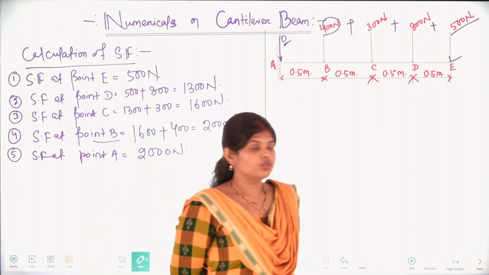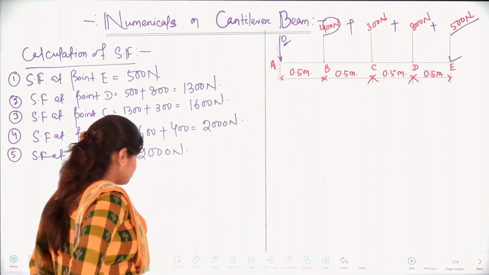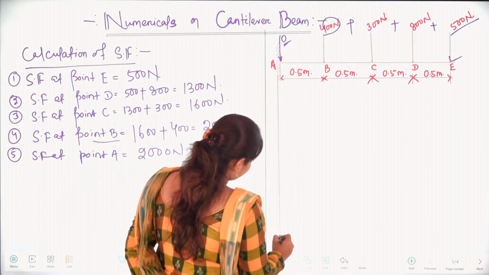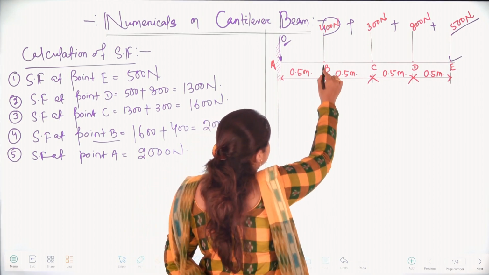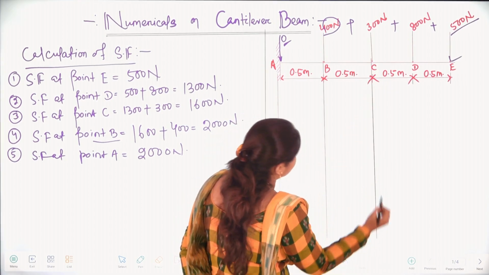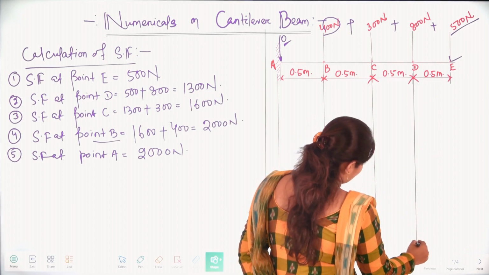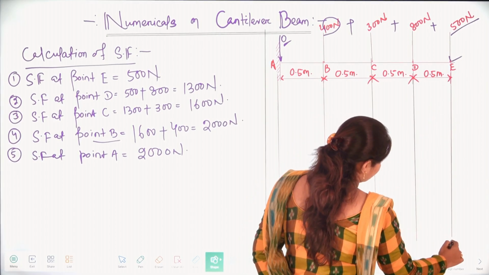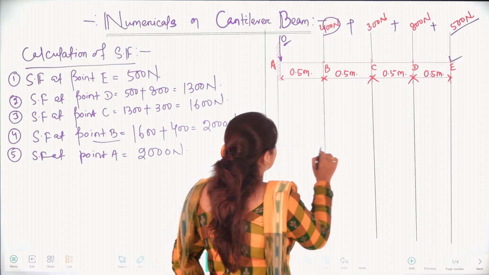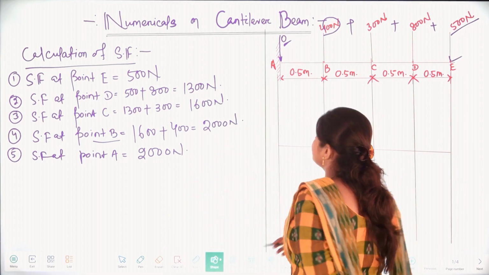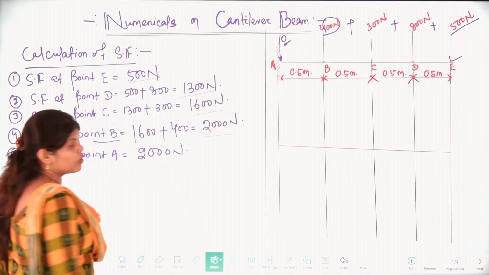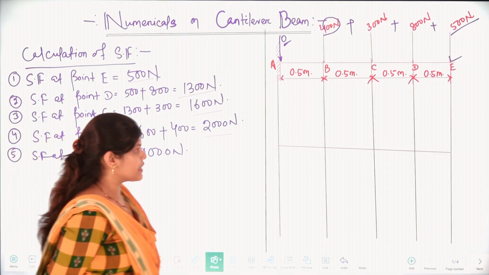So now how to draw? We know that in case of cantilever beam, and if the load is point load, we will have the shear force diagram as linear. So let's draw it. You can see all these values are positive. Okay. So we will have a positive diagram.